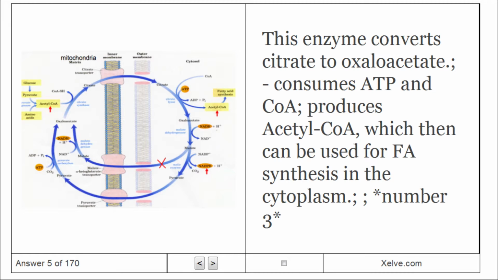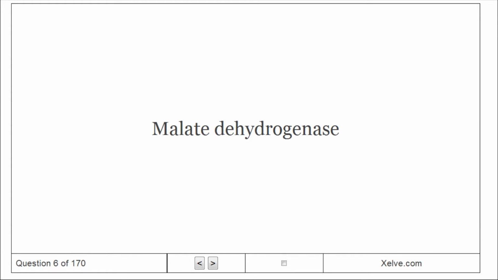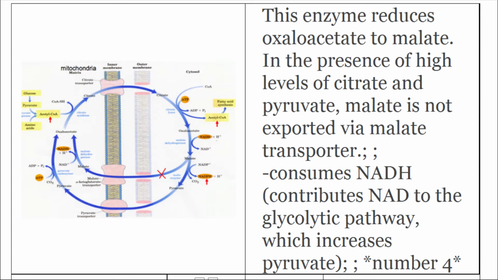3. Malate dehydrogenase. This enzyme reduces oxaloacetate to malate in the presence of high levels of citrate and pyruvate. Malate is not exported via the malate transporter, and the reaction consumes NADH.